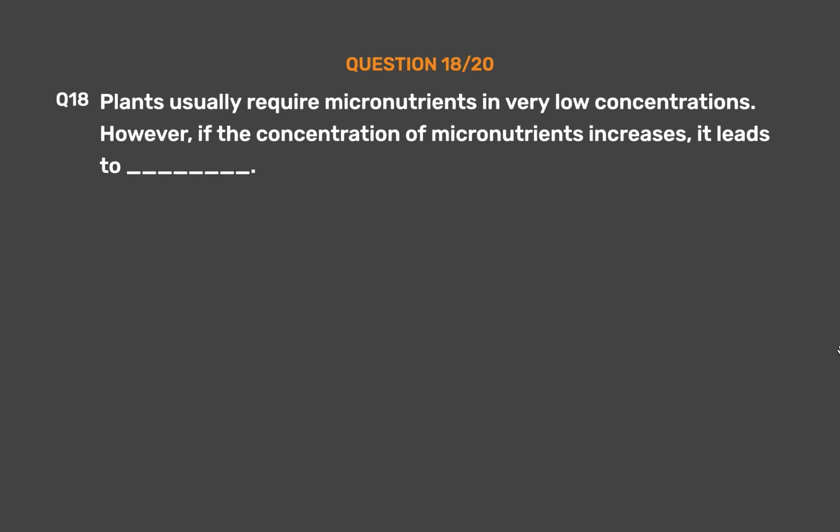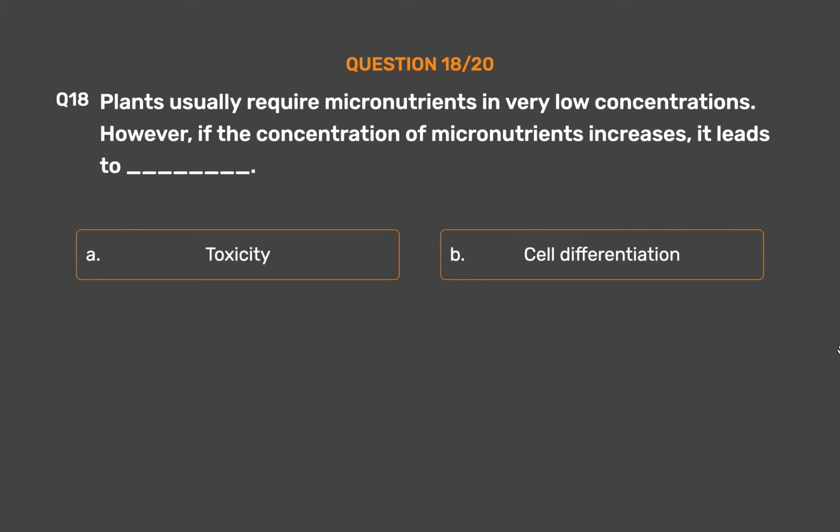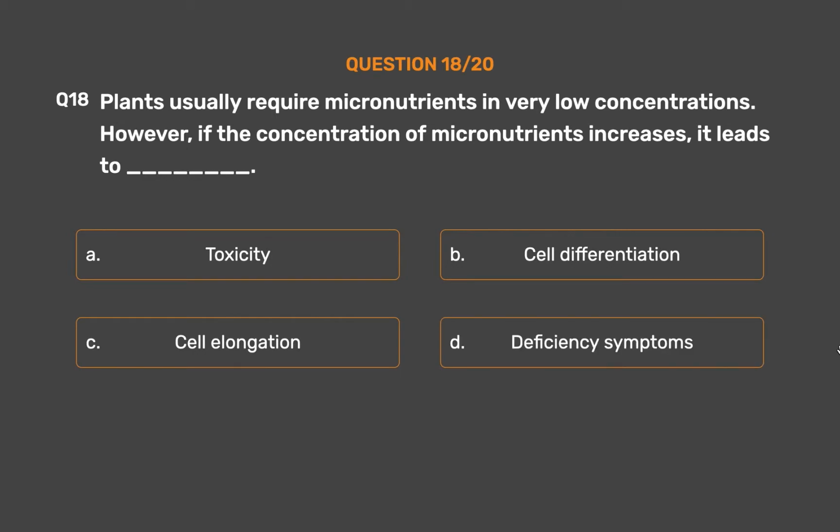Question number 18. Plants usually require micronutrients in very low concentrations. However, if the concentration of micronutrients increases, it leads to underscore. Option A. Toxicity. Option B. Cell differentiation. Option C. Cell elongation. Option D. Deficiency symptoms.